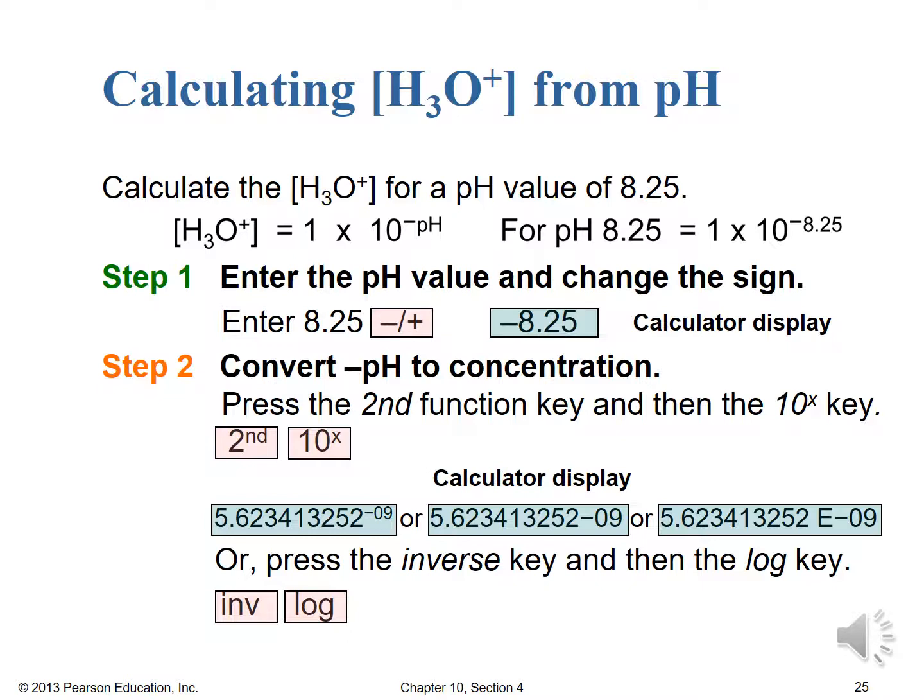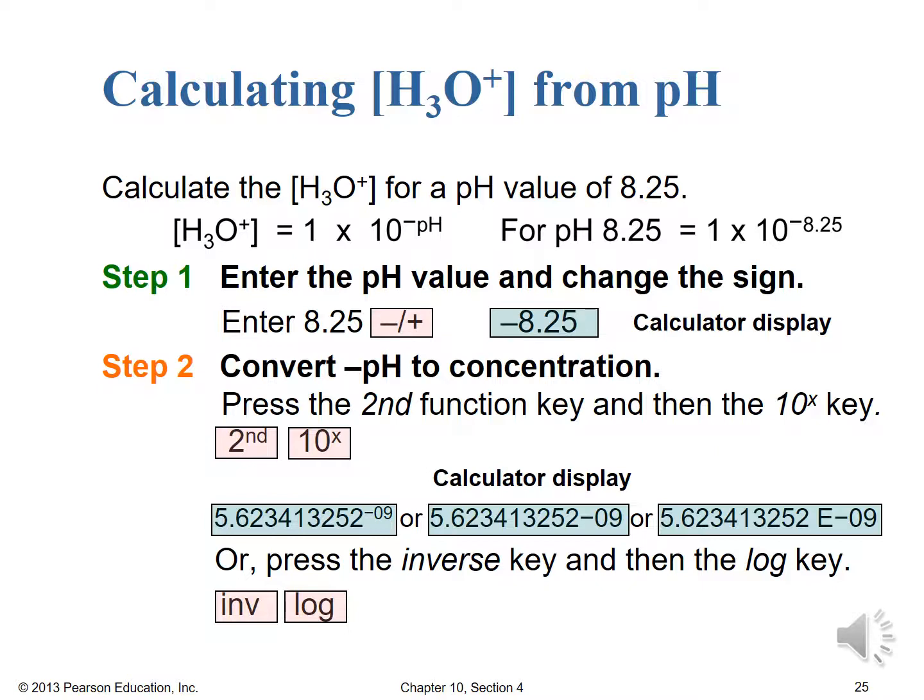So step 1, we enter the pH value and change the sign, right? We take that 8.25 that was given and make it a negative 8.25, because really it's 10 to the negative pH. Step number 2, we convert that negative pH to concentration. So you press the second function key and then press the 10 to the x key. It's usually the same as the log key because it's the anti-log.